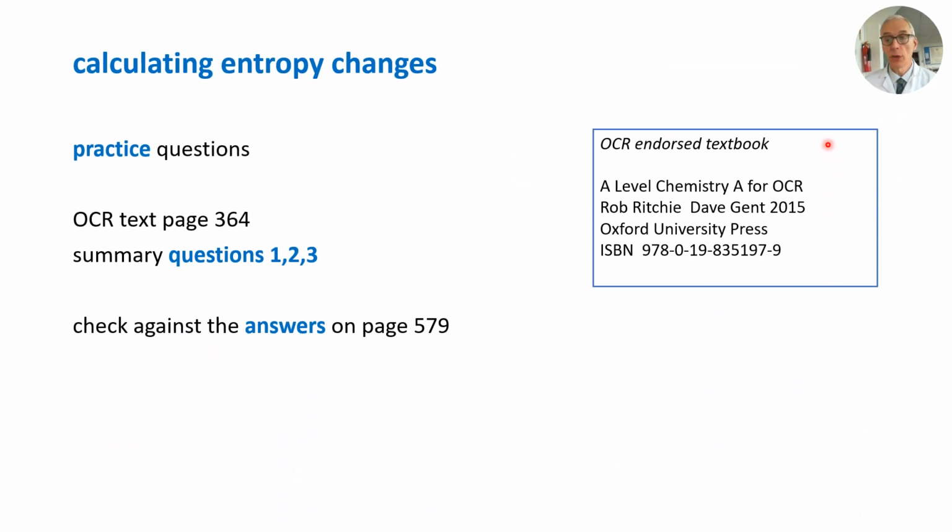So if you have access to the OCR endorsed textbook, I would recommend that you turn to page 364 and do summary questions 1, 2 and 3 and check your ideas against the answers on page 579.